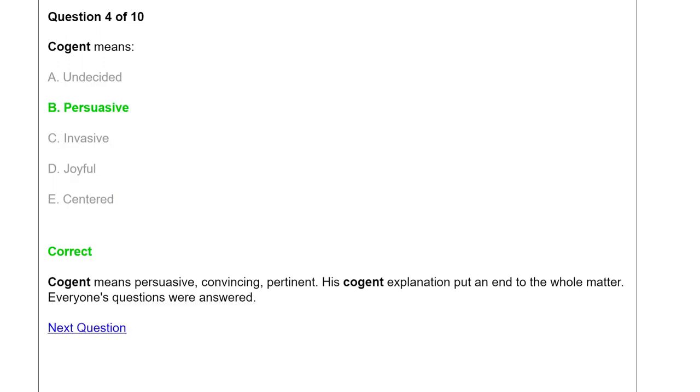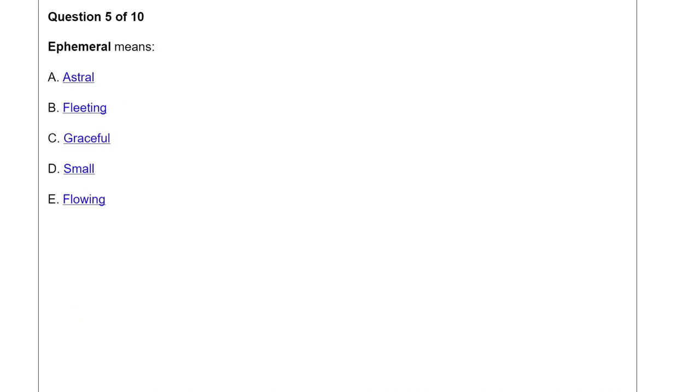Great. I'll get the last one wrong on purpose, just to see what it sounds like. Ephemeral means lasting only a short time, so that's fleeting.